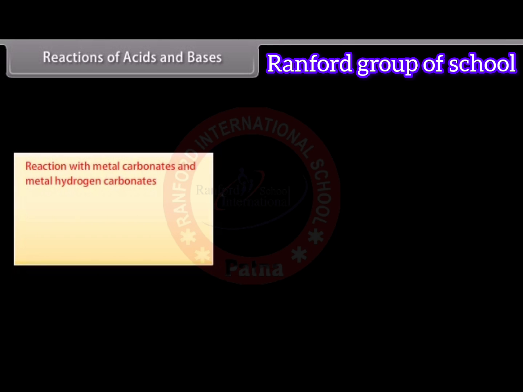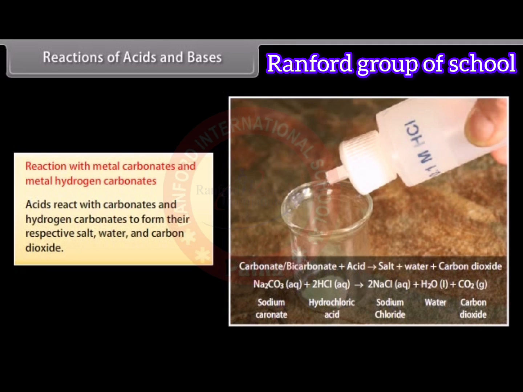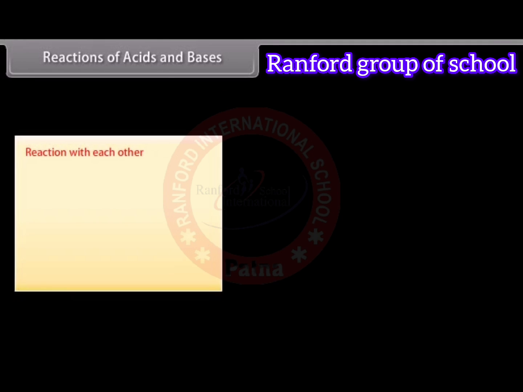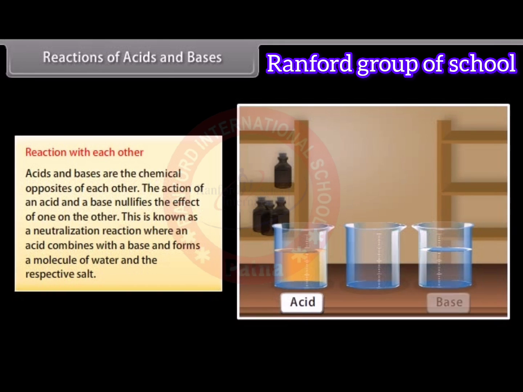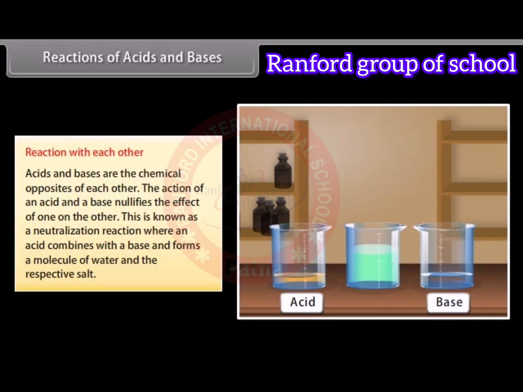Reaction with metal carbonates and metal hydrogen carbonates. Acids react with carbonates and hydrogen carbonates to form their respective salt, water, and carbon dioxide. Reaction with each other. Acids and bases are the chemical opposites of each other. The action of an acid and a base nullifies the effect of one on the other. This is known as neutralization reaction. In this reaction, an acid combines with a base and forms a molecule of water and the respective salt.